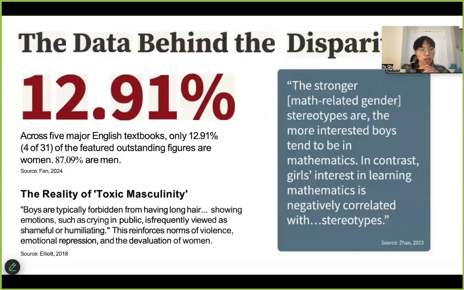So there's a survey, research conducted by Fan in 2024. It shows across 5 major English textbooks in China, only 12.91% of the main figures were women. 87.9% are men. So women are underrepresented in the curriculum. So that's the hidden sexism in Chinese curriculum.